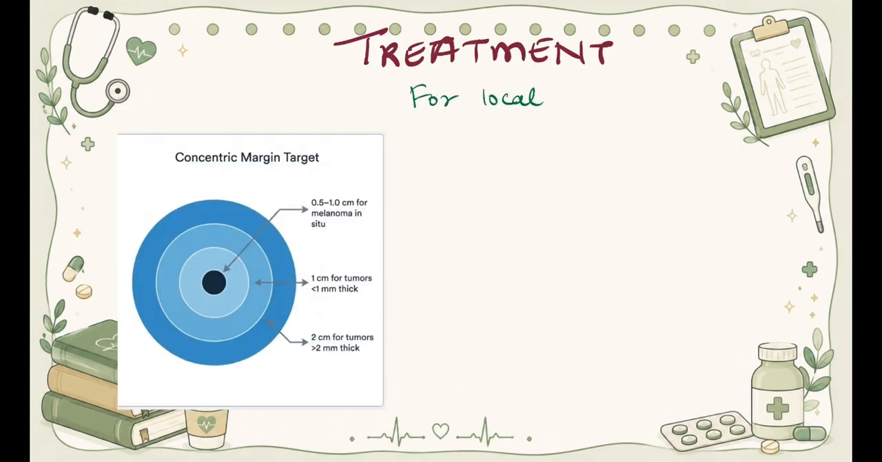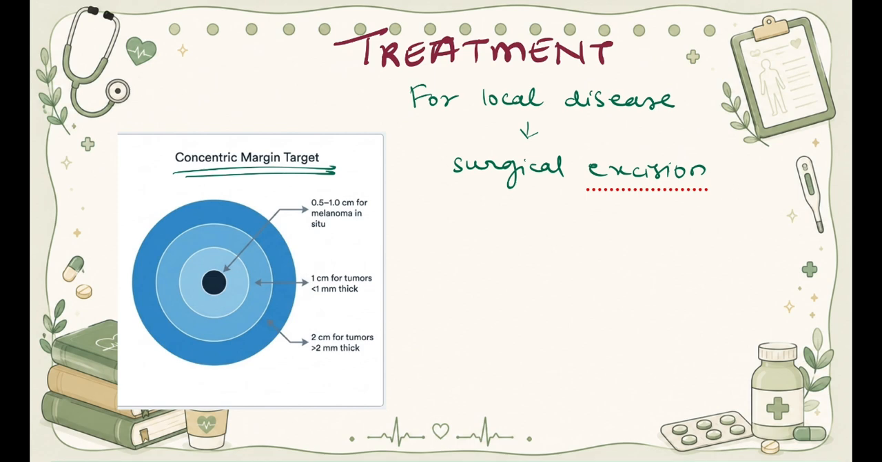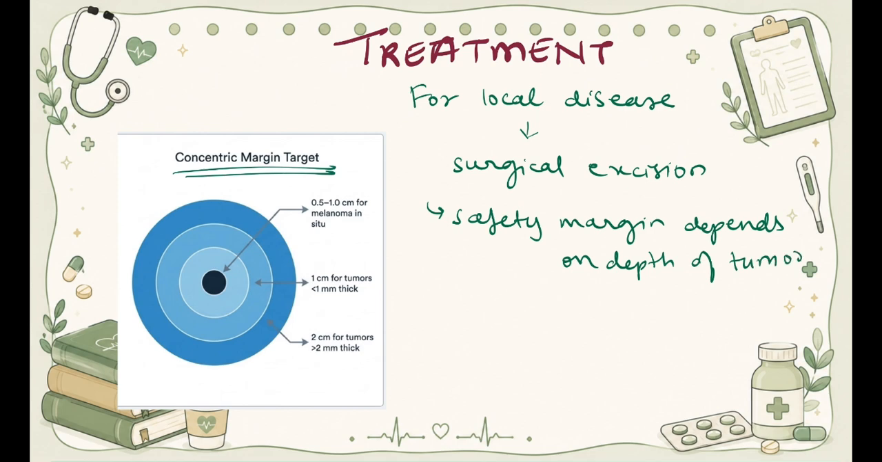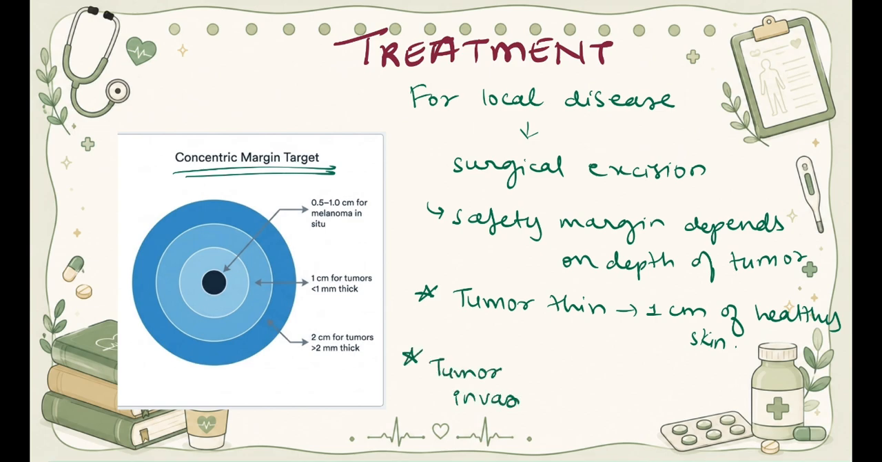For local disease, the absolute primary treatment is surgical excision. This surgery is guided by strict mathematical rules. The exact depth of the tumor directly determines the size of the safety margin. If the tumor is very thin, the surgeon removes a 1 centimeter border of healthy skin all around it. But if the tumor is deeply invasive, that margin doubles. The surgeon must remove a wider 2 centimeter border.